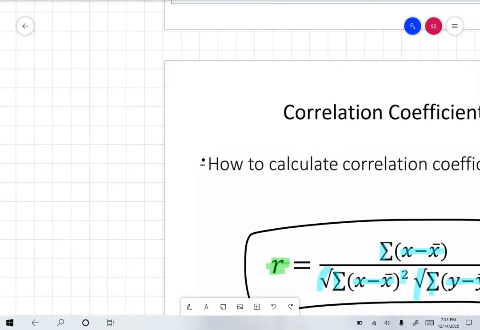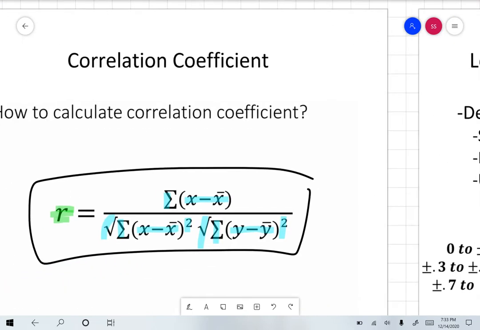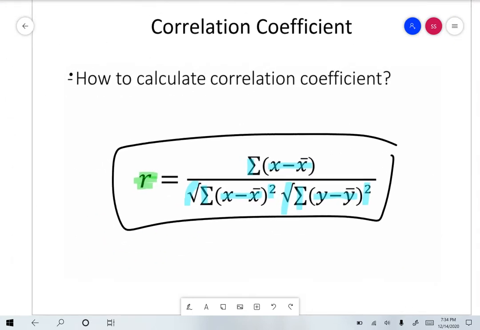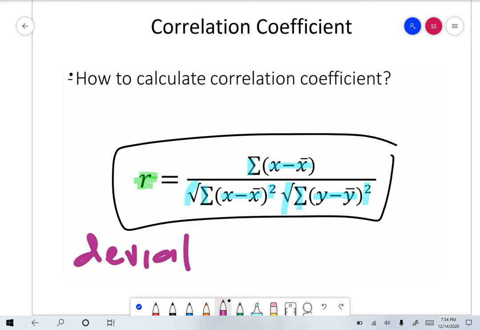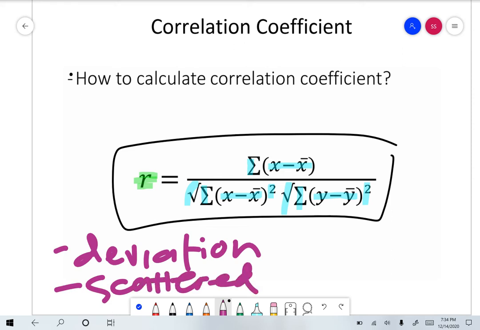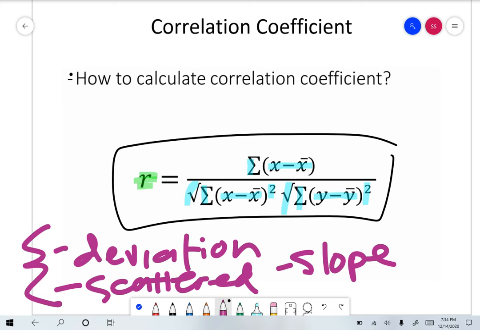So I wanted to show you that just to tell you what's going into the correlation coefficient, right? It's looking at deviations, right? How scattered the data is, and the slope of the data. So if it's positive or negative. Okay. So this is basically telling you strength, and this is telling you direction.